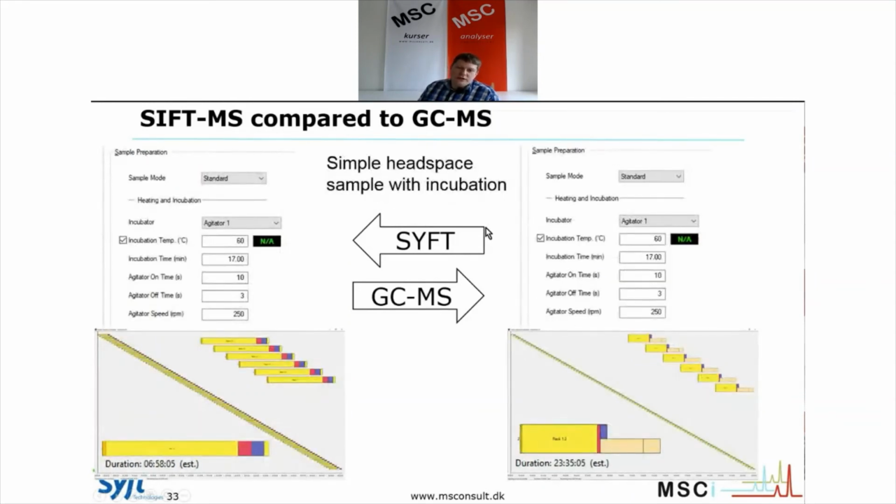But normally we don't do static headspace without first incubating the sample. So I added the agitator, so you agitate the sample. And for the GC-MS, it's approximately the same because then the agitation time is within the GC run, so it doesn't really affect the time. But still, even though it highly affects the Syft time, it's still only 7 hours compared to the 23.5 hours for a GC-MS. So you can still get really fast analysis done.